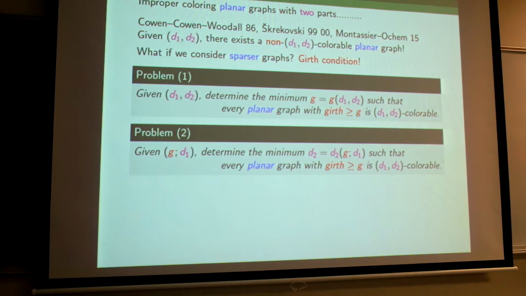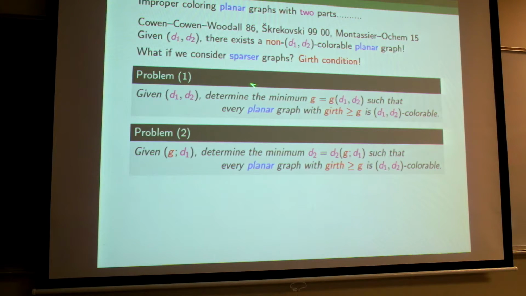So the first question will be, if I give you 2 numbers d1, d2, can you find the minimum girth such that this statement is true? Right? You want to find the girth condition that guarantees that every planar graph is d1, d2 colorable. And the second question is you just flip what I just said. If you give me 2 numbers where one of them is girth and the second one is just some arbitrary number, can you find d1? So if you give me g and d1, can you find this d2 such that this statement is always true? So you're playing around with these maximum degrees of 2 parts and your girth condition.